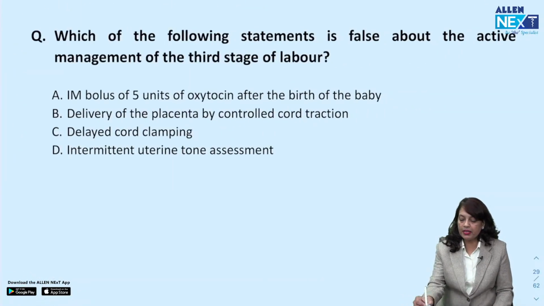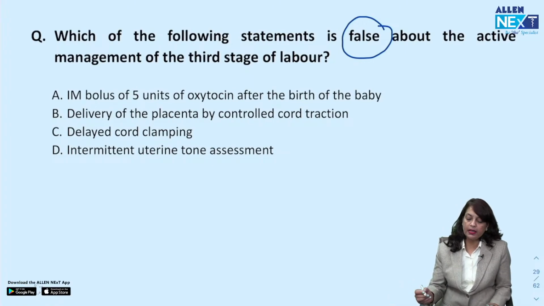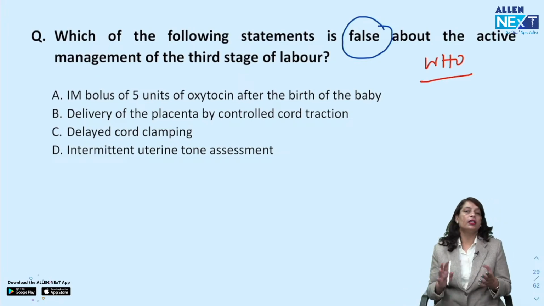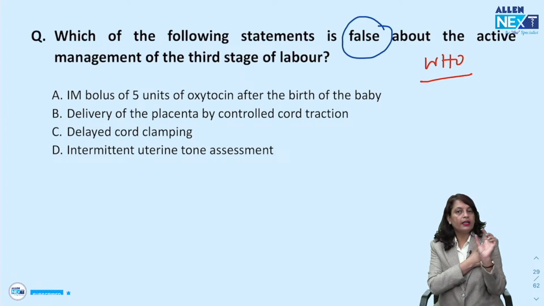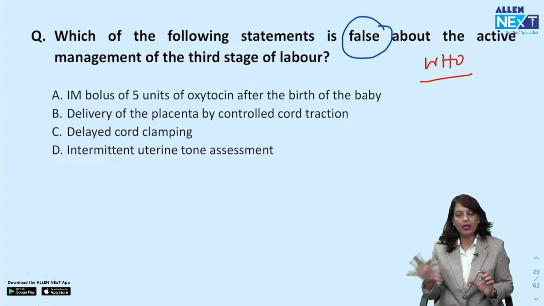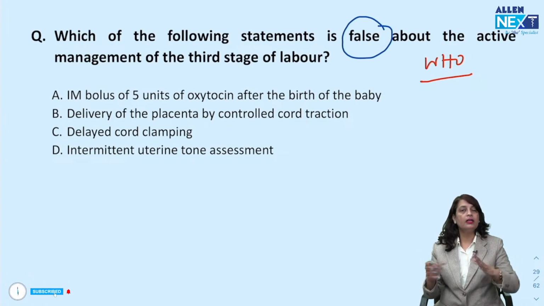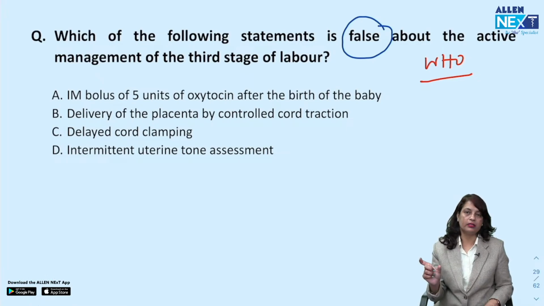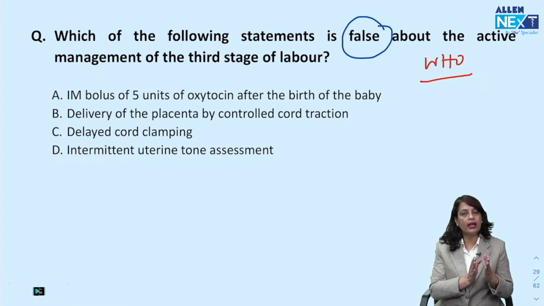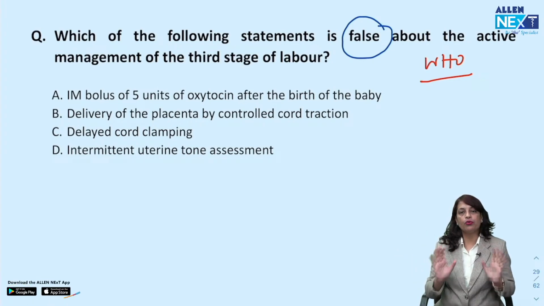Now, which of the following statement is false about the active management of third stage of labor? Active management of third stage of labor we have already studied, that is according to WHO. So there are 4 components: intramuscular oxytocin bolus, 10 units you have to give after the delivery of the baby. Number 2, you have to deliver the placenta by controlled cord traction method. Number 3, you have to do delayed cord clamping, that is cord clamping is done between 1 to 3 minutes. Okay, it will transfer extra 80 to 100 ml of blood from mother to fetus. Okay. Number 4, intermittent uterine tone assessment.